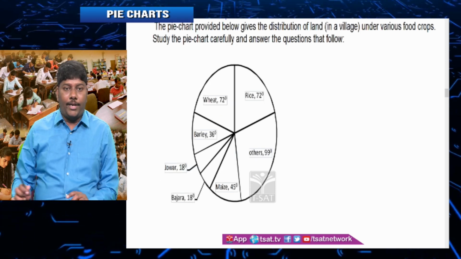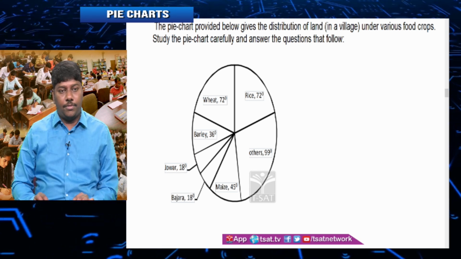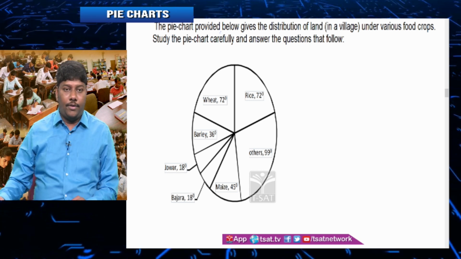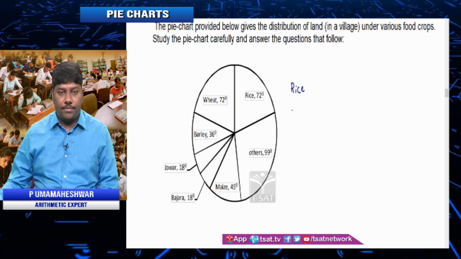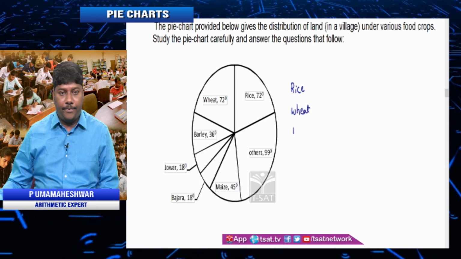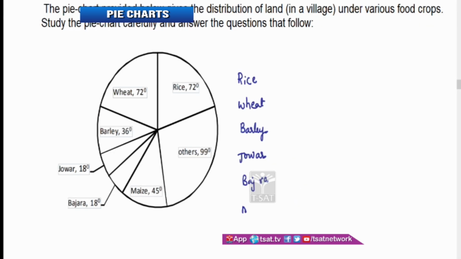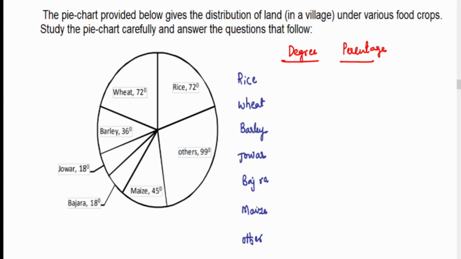Here the pie chart provided below gives the distribution of a land under the various food crops. Study the pie chart carefully and answer the question that follows. Now look at the food crops which are given there. So first rice, take it anti-clockwise, wheat, barley, jowar, bajra, then maize, then after that others. Write it in terms of degrees, then write also in terms of percentages. Because if you observe, it is clearly a multiple of 18 or multiple of 9.